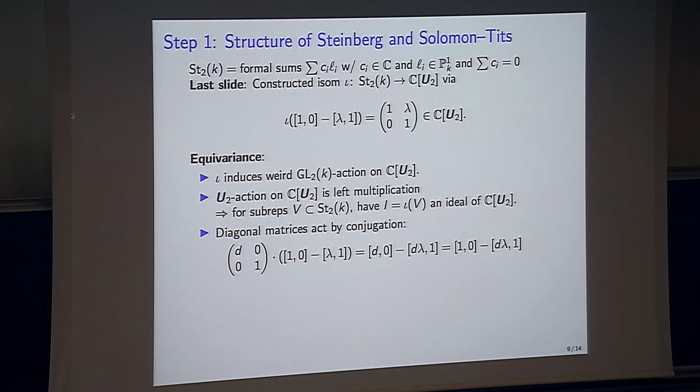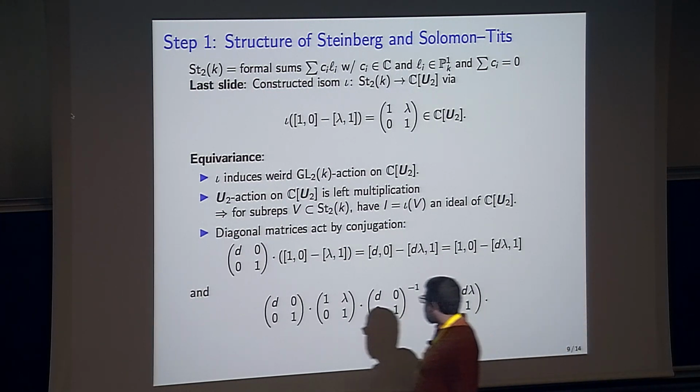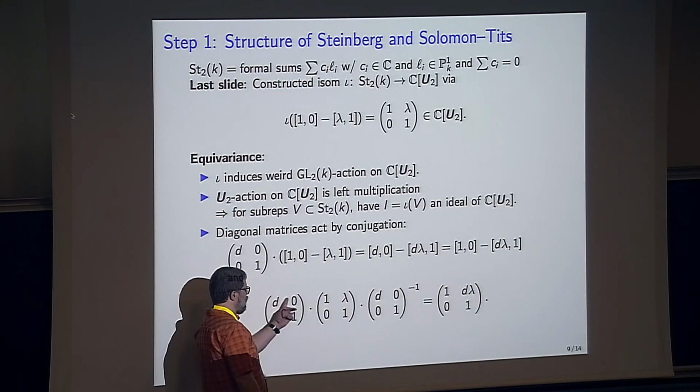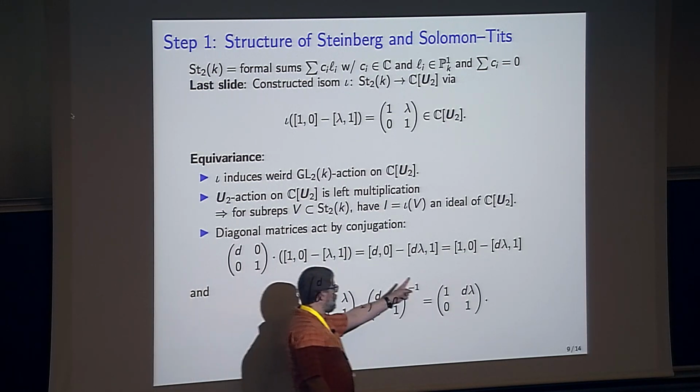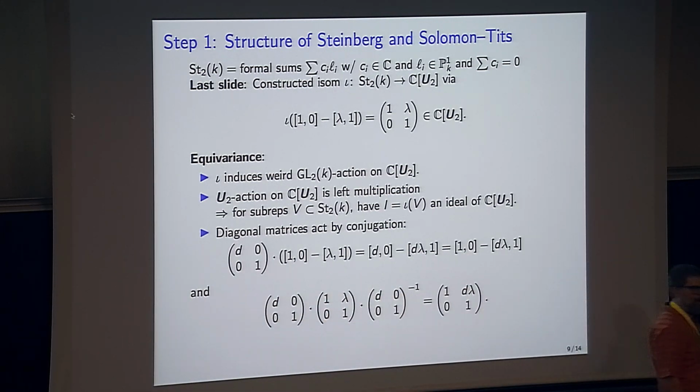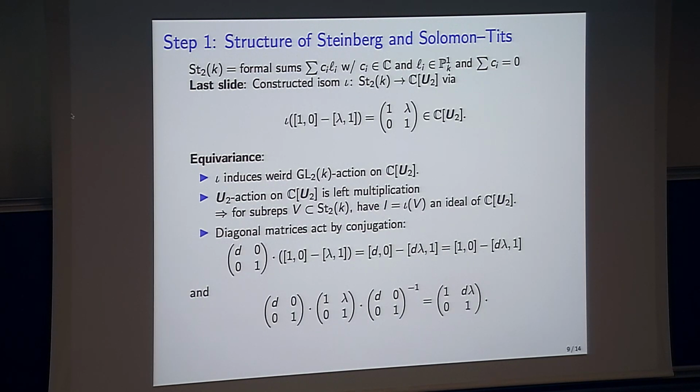They permute the basis, right? Because they preserve (1, 0). They preserve the line of slope infinity. But if you think about how they act on U2 by conjugation, it does exactly the same thing. If you conjugate this matrix, you get (1, d lambda; 0, 1). And so therefore, these aren't just any ideals. These are ideals that are also preserved by the conjugation action of diagonal matrices, which has a certain expansivity property, which we'll see. OK? Any questions about that?